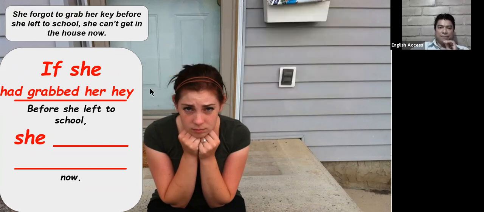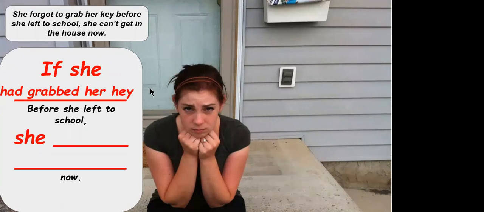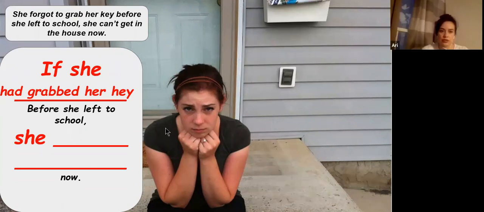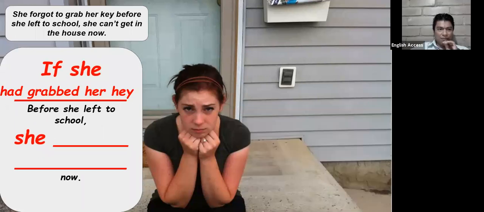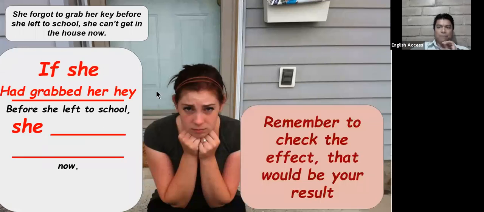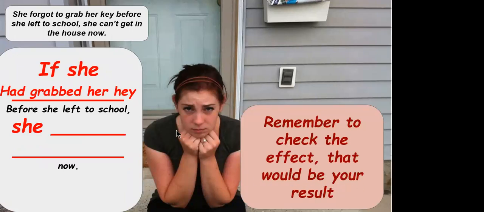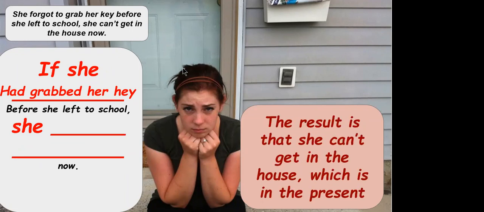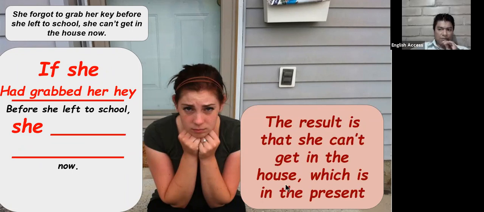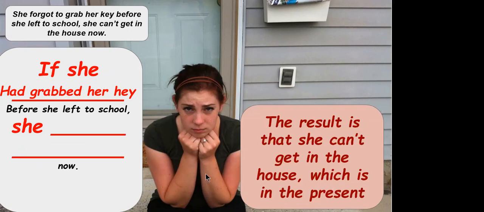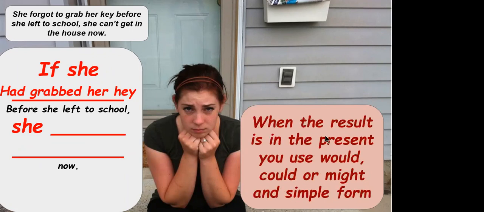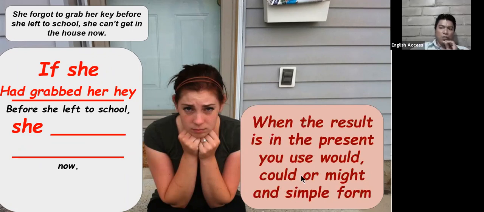And what's next? She couldn't be outside of her house. Very good. Remember to check the effect. That would be your result. What is the result? The result is that she can't get into the house, which is in the present. When the result is in the present, you use would, could, or might and the simple form. So how do you complete this sentence?